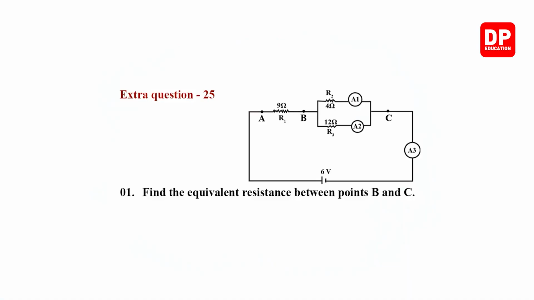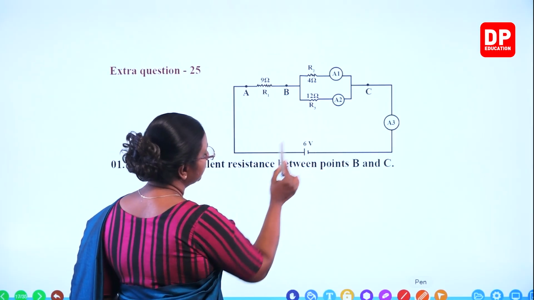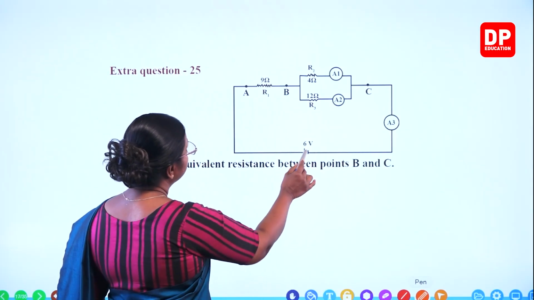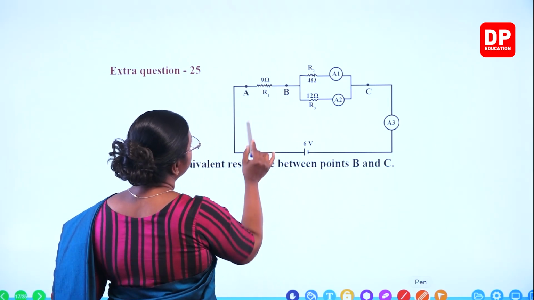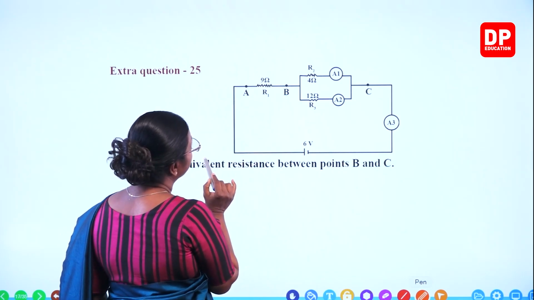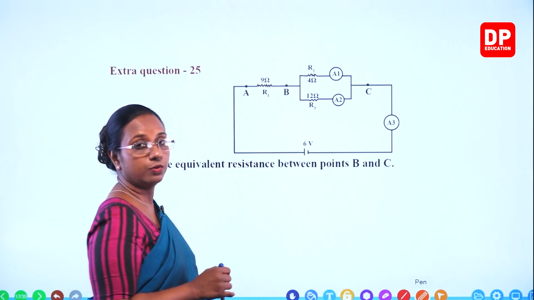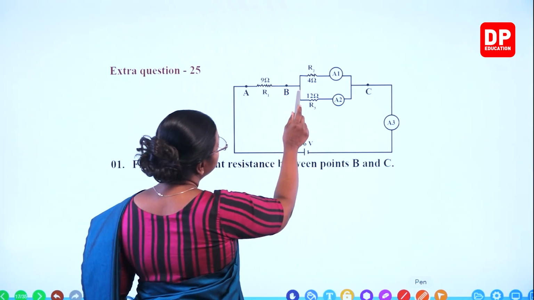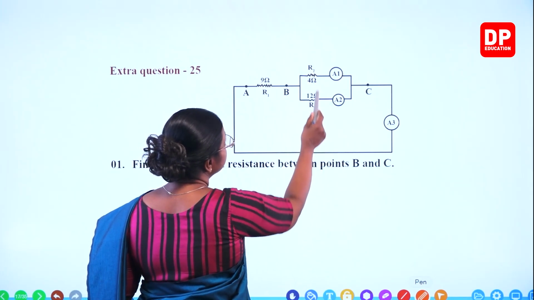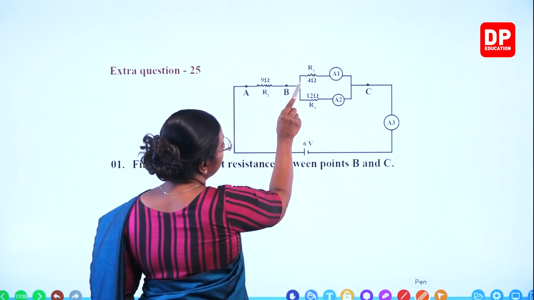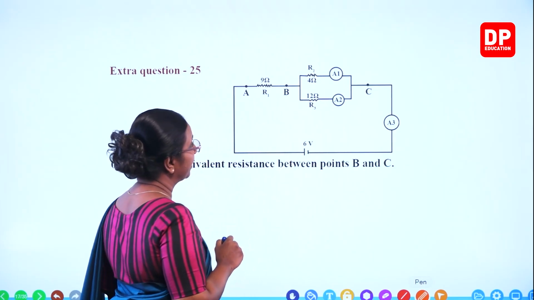We have extra question 25. Here also we have a circuit. Now you can look at the circuit there. You can see 6 volt potential difference. Then from there, current flows this way. Between point A and point B, there is a resistance R1. Value is 9 ohms. Then after point B, it divides into 2, where you have 2 resistors, R2 and R3. R2 is 4 ohms, R3 is 12 ohms.